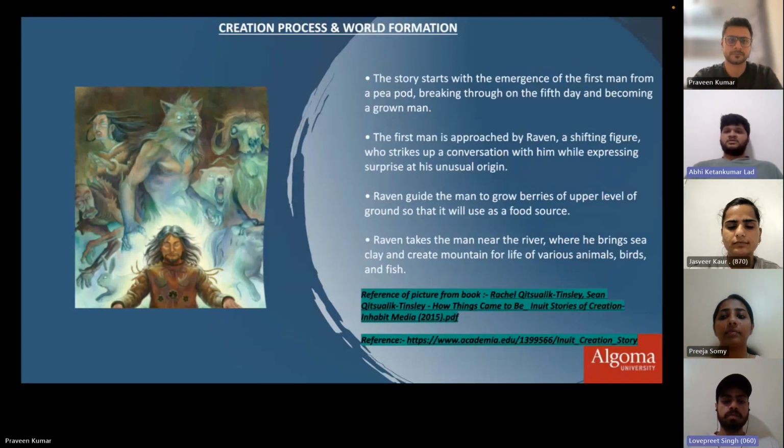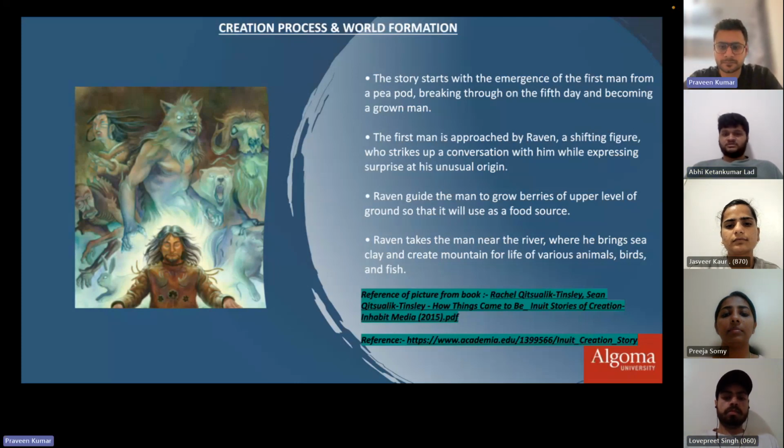Now, the creation process and the world made according to the story. The story starts with the image of the first man from the pea pod breaking through on the fifth day and becoming a grown man. The first man is approached by Raven, a shifting figure, who strikes up a conversation with him while expressing surprise at his unusual origin. Raven guides the man to grow berries upon the level of ground so that he will use them as a food source as well as for his survival.